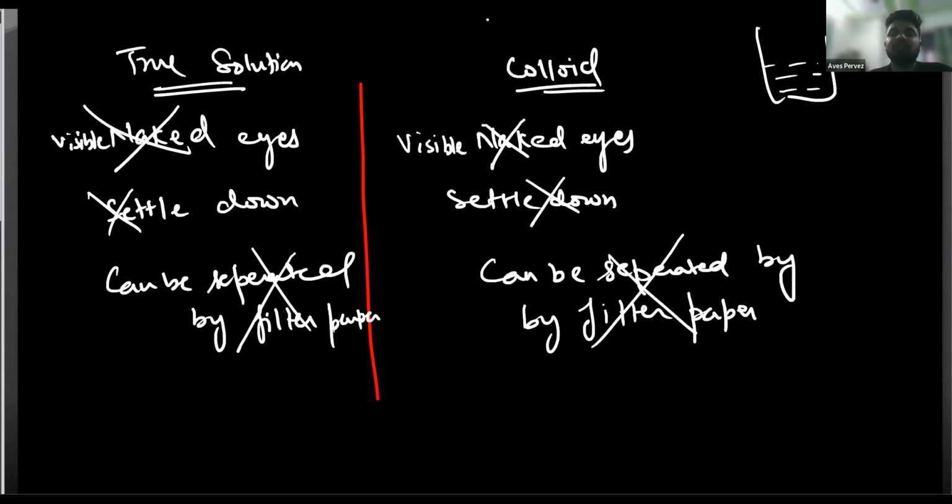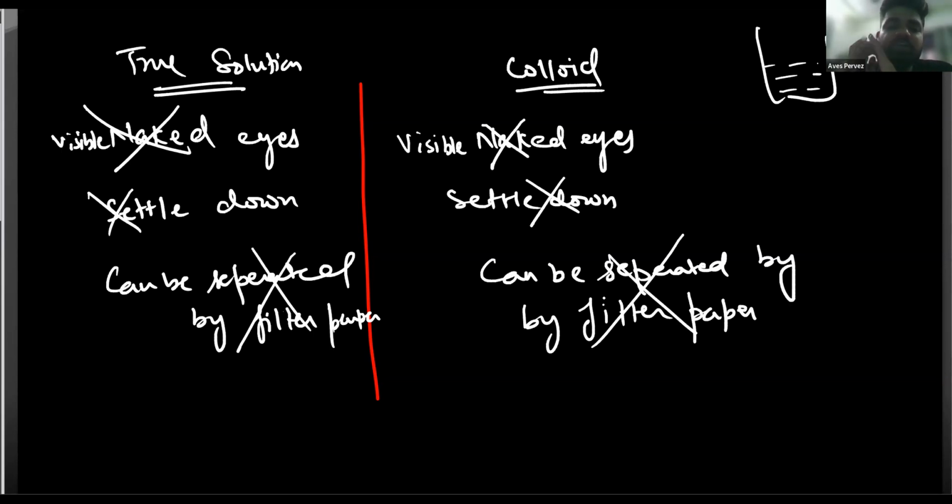Is there anyone in the class who can tell me? They cannot be separated by physical methods? Colloids can be separated by physical methods, like centrifugation. Blood is a colloid and it can be separated by the centrifugation method.